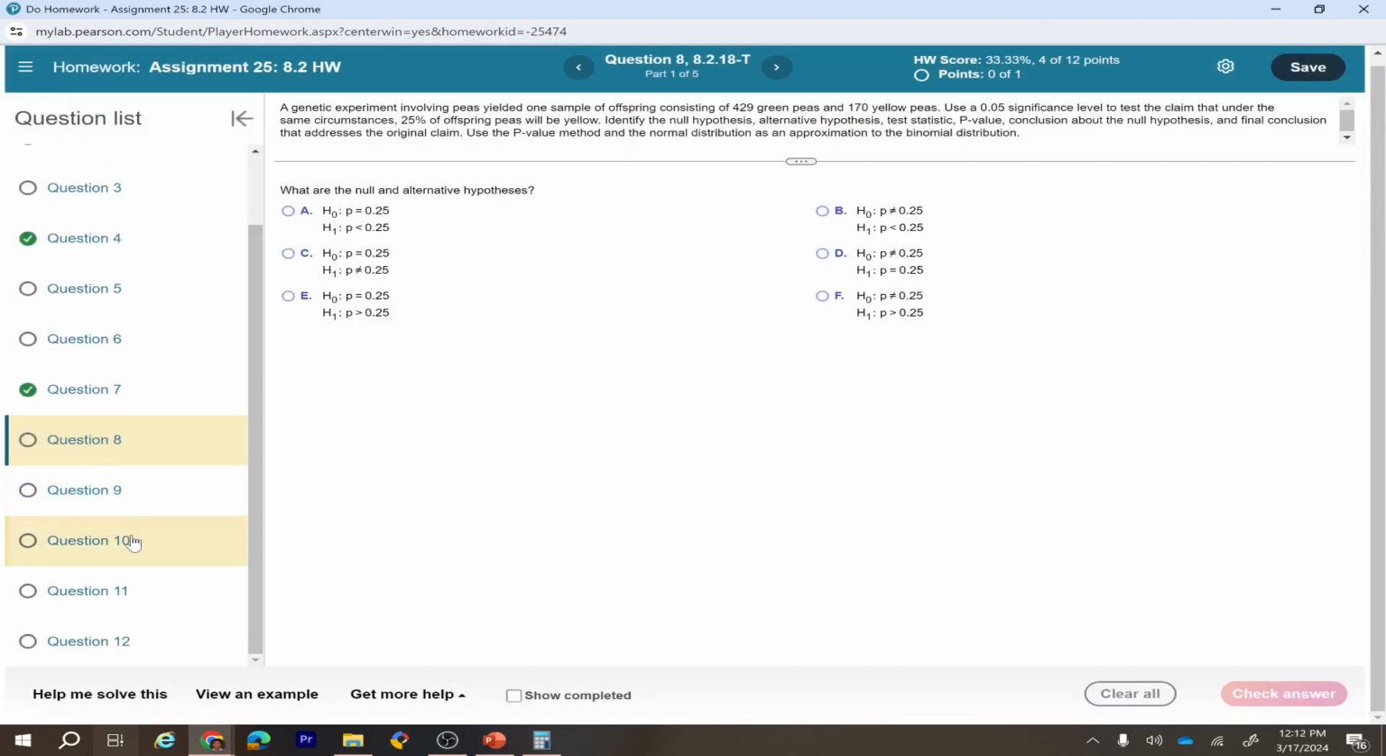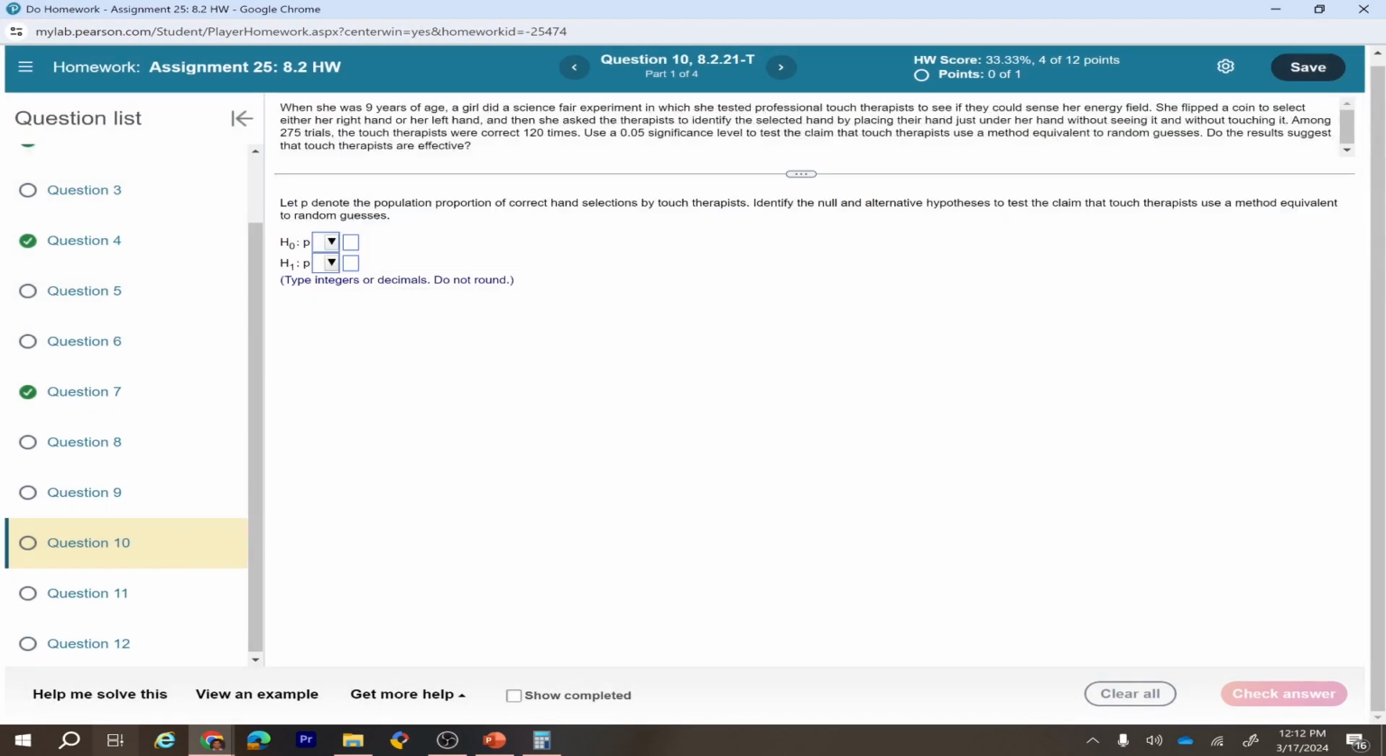I'm going to do one more question now. Question number 10. When she was 9 years of age, a girl did a science fair experiment in which she tested professional touch therapists to see if they could sense her energy field. She flipped a coin to select either her right hand or left hand, and then she asked the therapist to identify the selected hand by placing their hand just under her hand without seeing it and without touching it. Among 275 trials, the touch therapists were correct 120 times. Use a 0.05 significance level to test the claim that touch therapists use a method equivalent to random guessing.